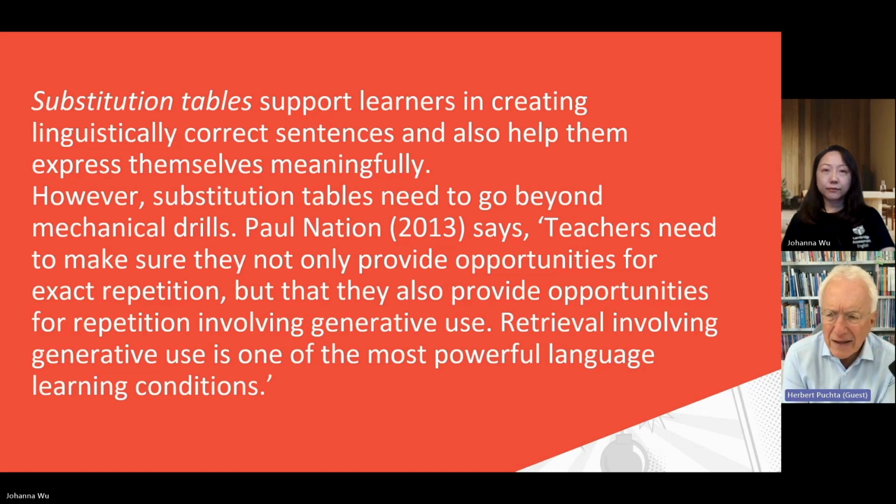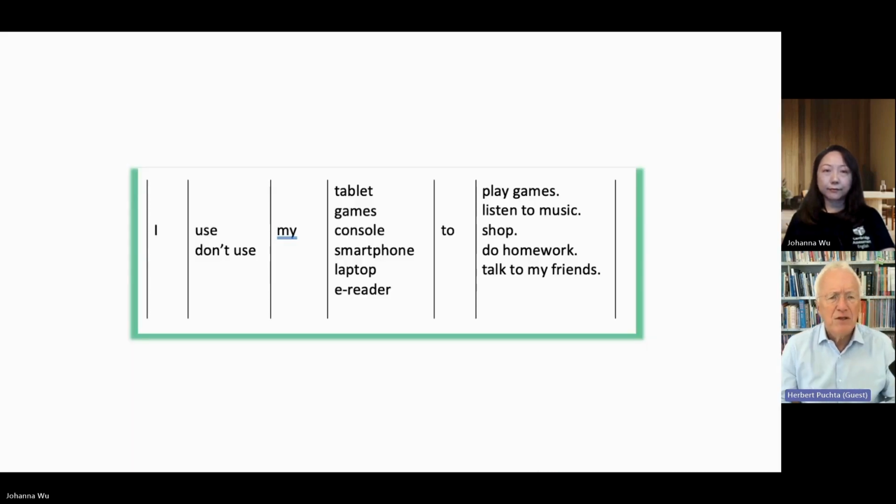Let's have a look at the next slide, where I have prepared a little substitution table. This is, as you can see, about the use of digital gadgets, technology, and learners can say various sentences here. Obviously, when we say, okay, now use this to give me sentences, we don't want them to say, I don't use smartphones to talk to my friends, if it's actually not true. You see what I mean? We want them to produce sentences that are actually meaningful.